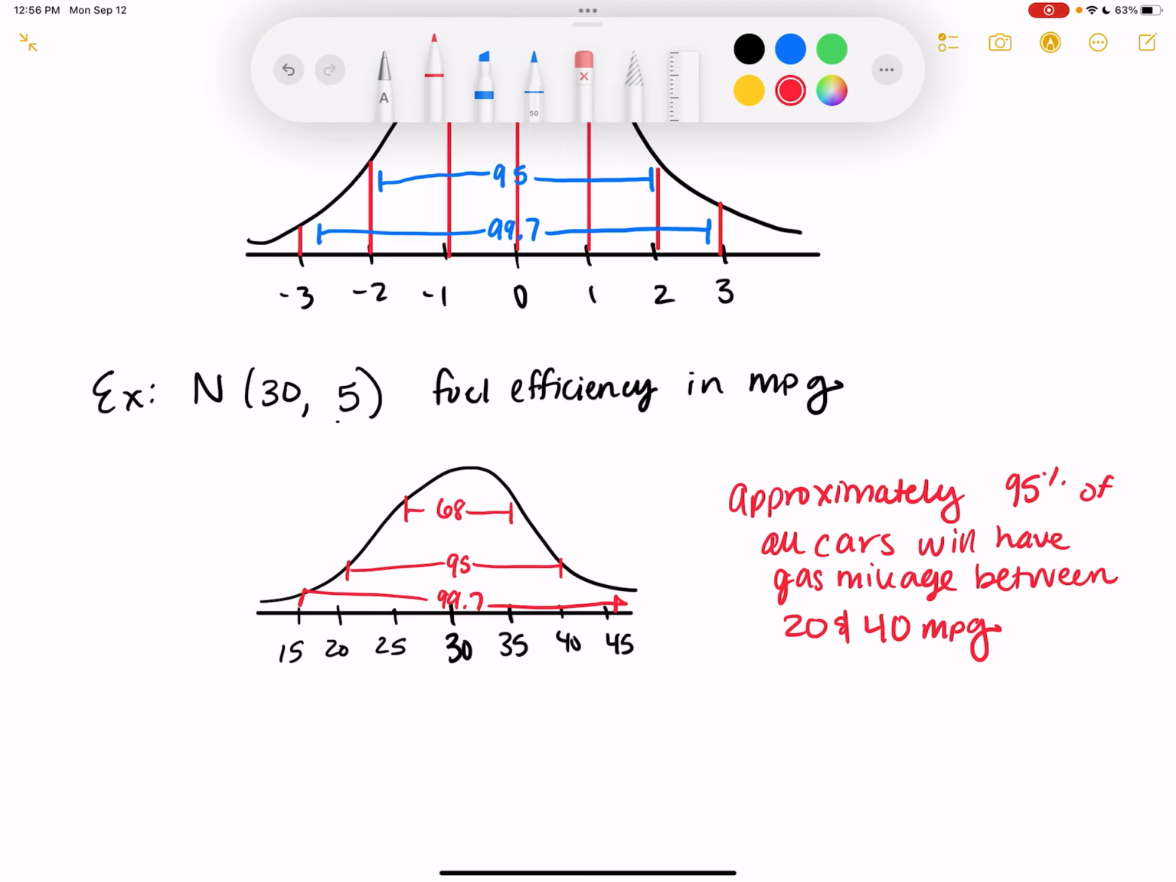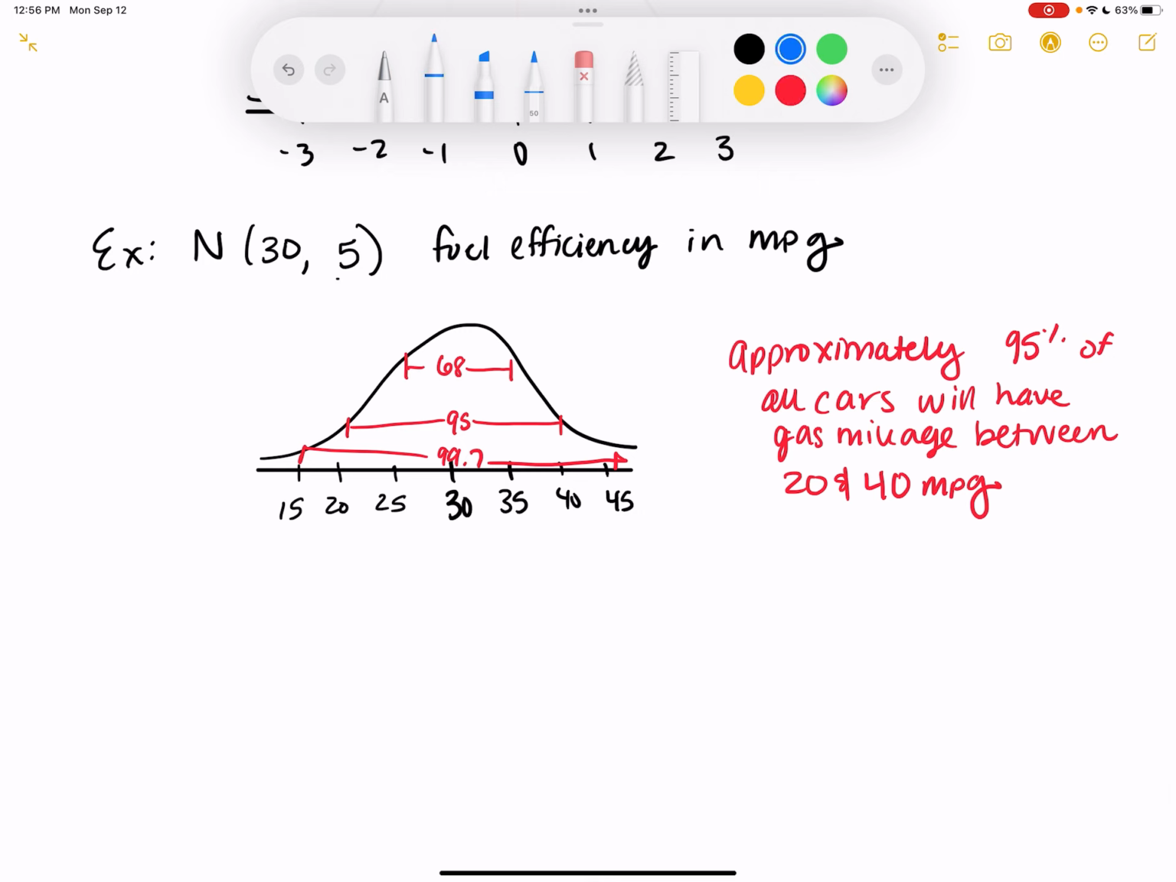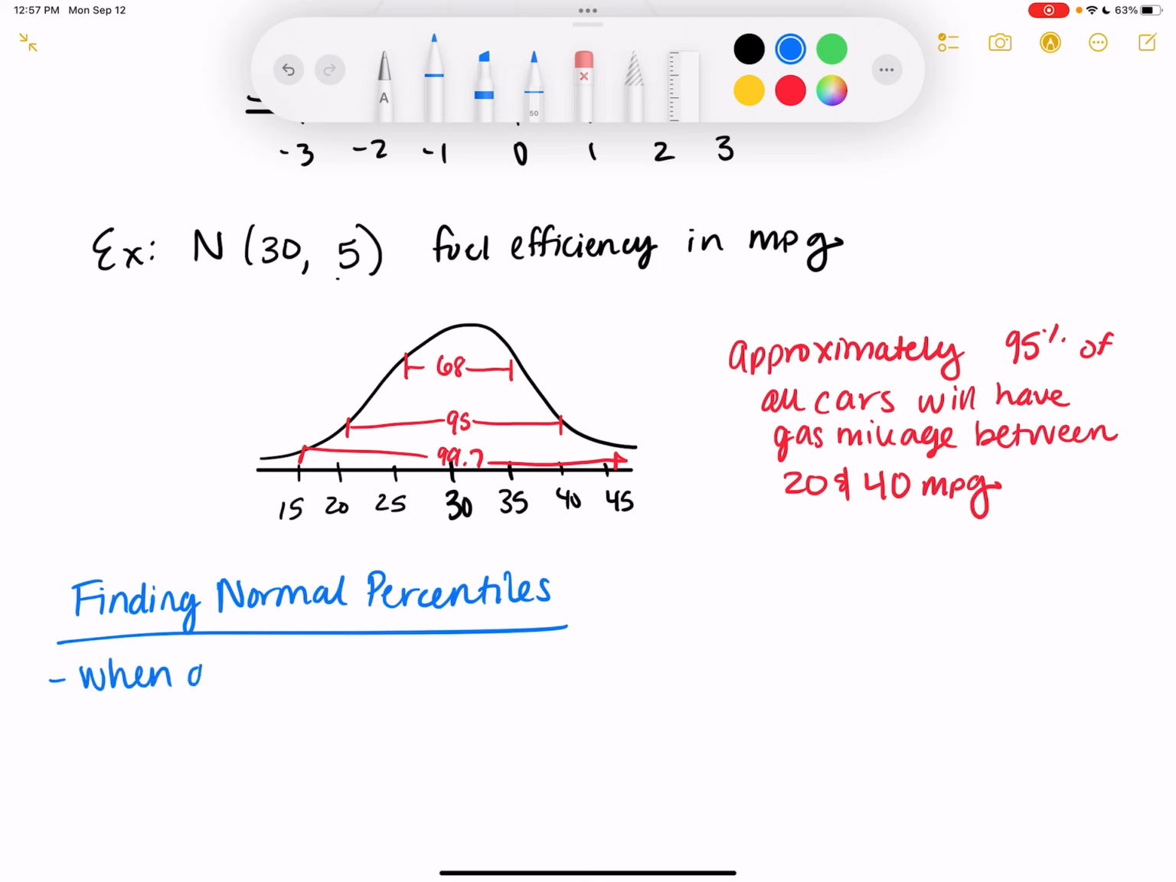All right. Finding normal percentiles. So when a z-score isn't exactly 1, 2, or 3 standard deviations, we have to use a z-table.